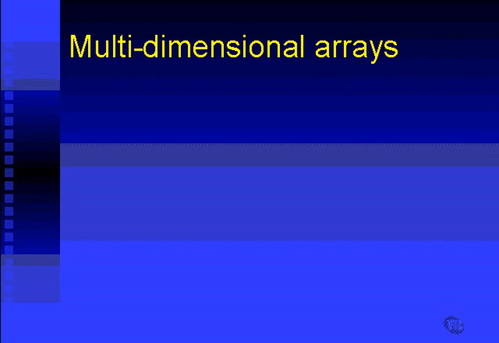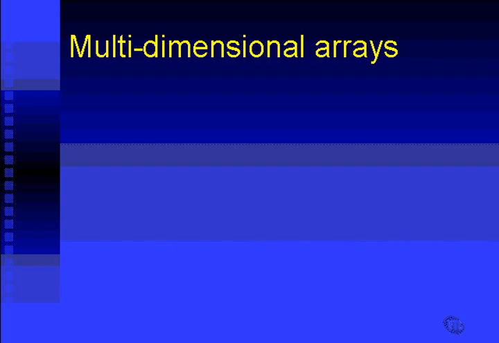A multi-dimensional array can be thought of as an array of arrays, or an array of arrays of arrays if it's a three-dimensional array. When could you ever possibly need an array of arrays, not to mention an array of arrays of arrays? Well, think of a grid.